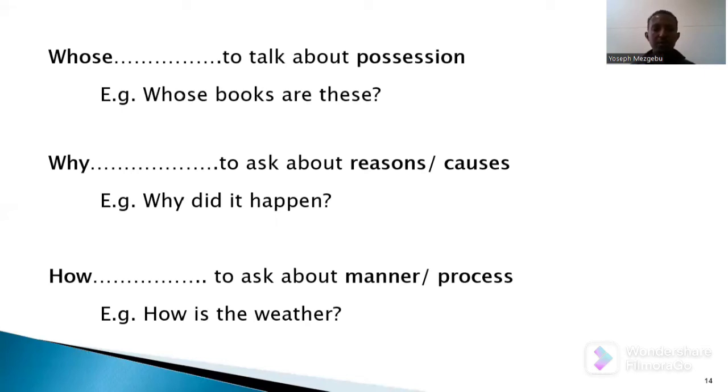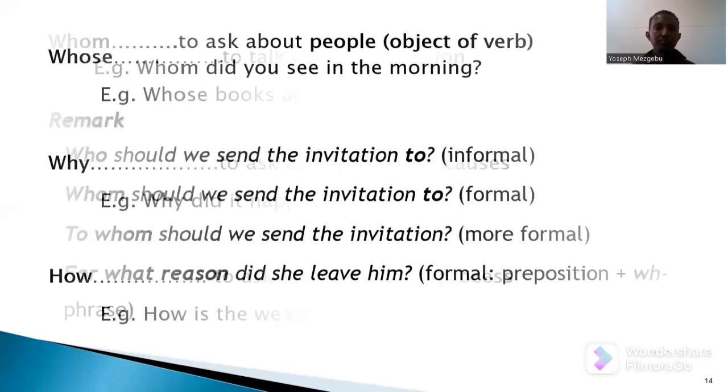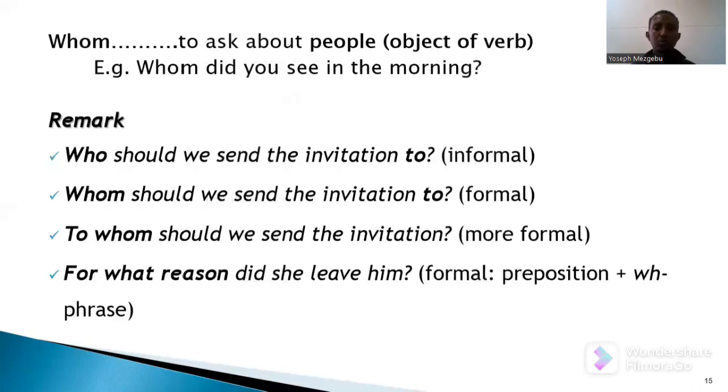How is used to ask about manner or process. How is the weather? How do we make coffee traditionally? This shows process. How is the weather shows manner. Whom is used to ask about people as the object, especially. Whom did you tell the information? Whom did you see in the morning? This shows the object, not the subject.